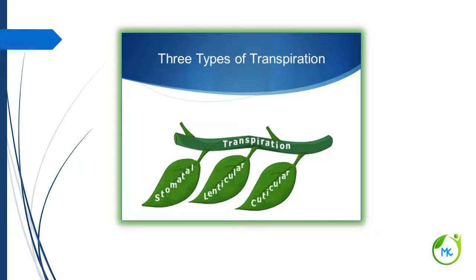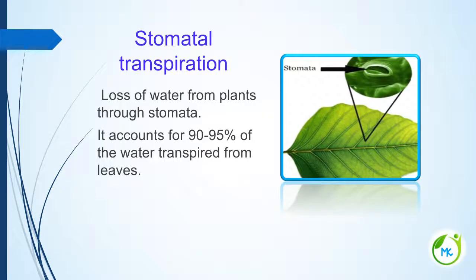The types of transpiration. There are three types of transpiration. They are number 1, stomatal transpiration, number 2, cuticular transpiration and number 3, lenticular transpiration. Let's see it in detail. The first kind of transpiration is stomatal transpiration. As the name suggests, this transpiration occurs through the stomata. So thus, we can define stomatal transpiration as loss of water from the plants through stomata.